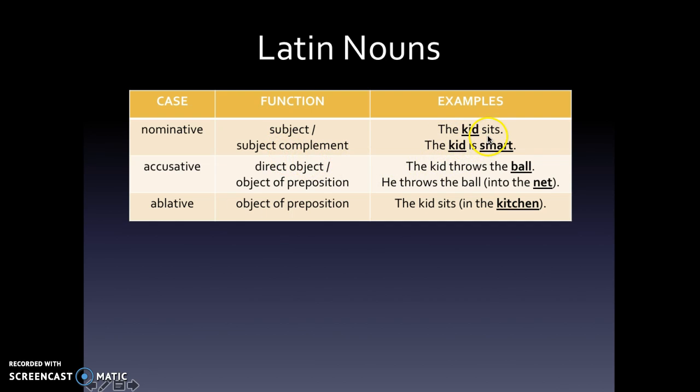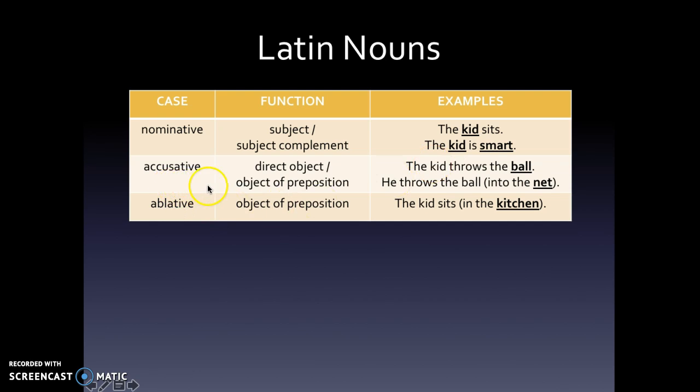The kid sits. This is an action verb. Sitting is an action verb, and the kid is the subject. In Latin, kid would be nominative. The kid is smart. Both kid and smart would be nominative in Latin. Kid is the subject. Is is a linking verb. Smart is a subject complement because it's completing the subject, describing the subject.